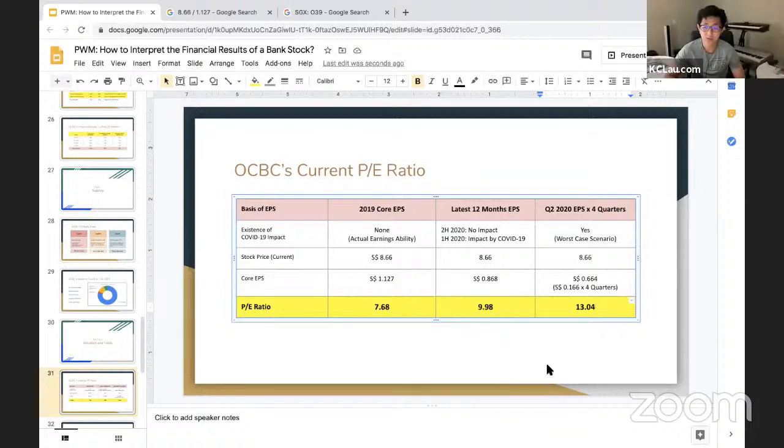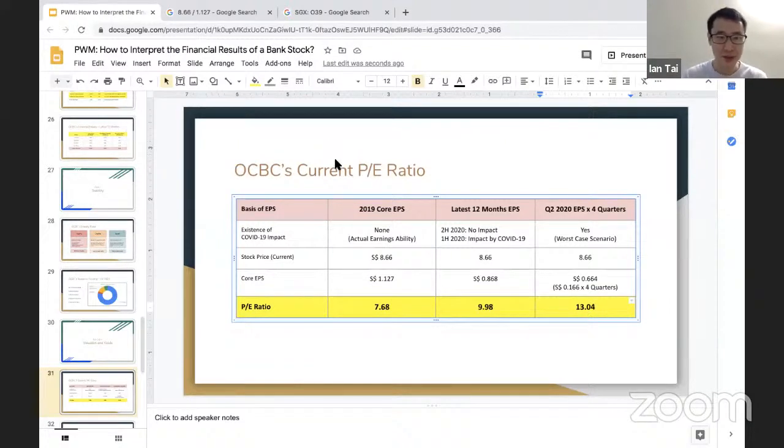Okay, good. So let them type in A, B, C. A is the first one, 2019. B will be the latest 12 months, the trailing 12 months earnings per share. And C will be only using the latest quarter times four, annualized. So type A, B, C as your choice. So let's see the results.